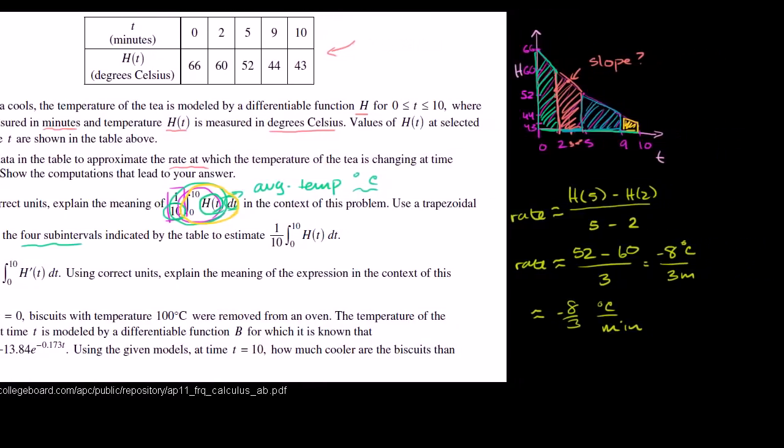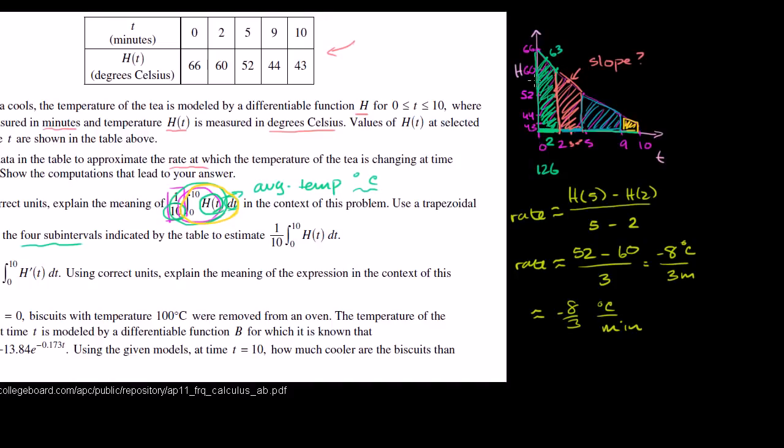So let's do that. The area of this first trapezoid is going to be the base, which is 2, times the average height. The height on the left side of this trapezoid is 66. The height on the right side is 60. The average height is going to be 63, just the average of 60 and 66. So this area is 126. That's the area of the green part.